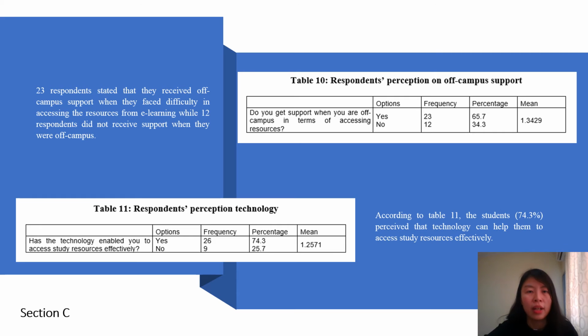So now, when we end from Section B, we go to Section C. Section C is about the table item number 10 and item 11, and later on I will explain the following. 23 respondents stated that they receive off-campus support when they face difficulty in accessing the resources from e-learning, while 12 respondents did not receive support when they were off campus. And according to Table 11, about 74.3% of the students perceive that technology can help them to access study resources effectively.